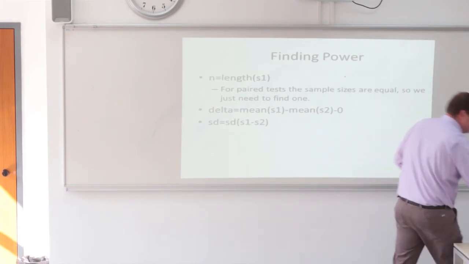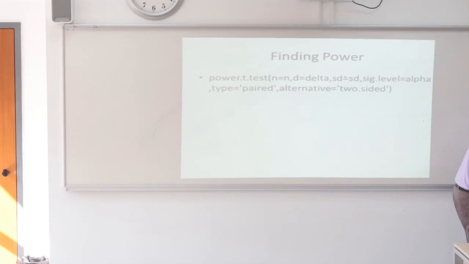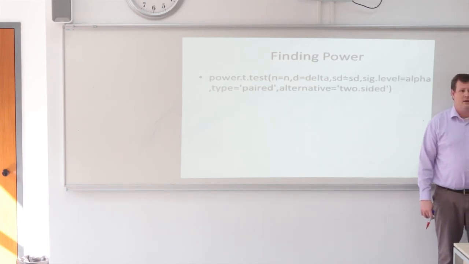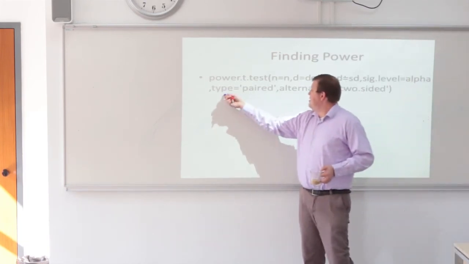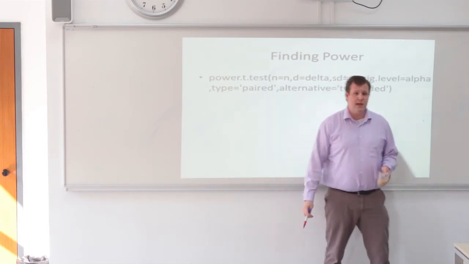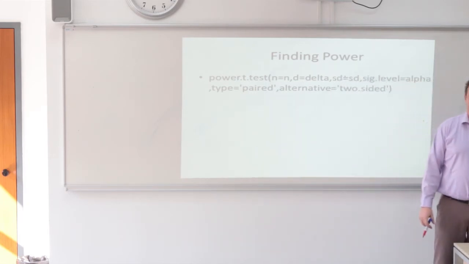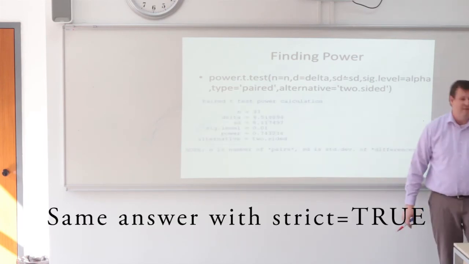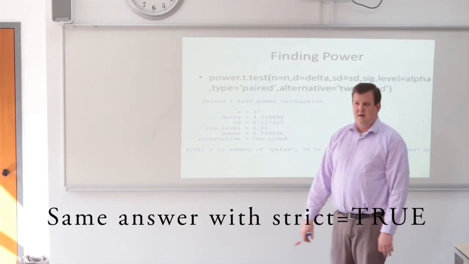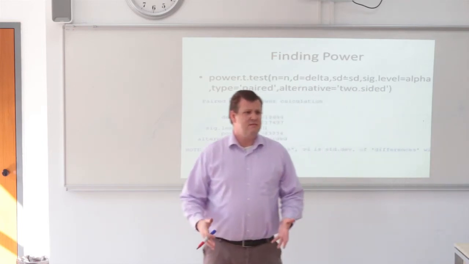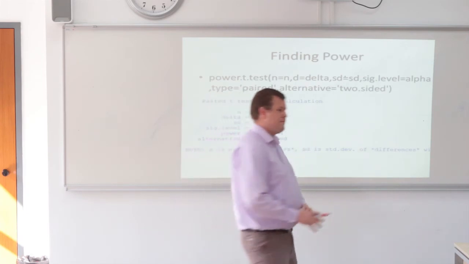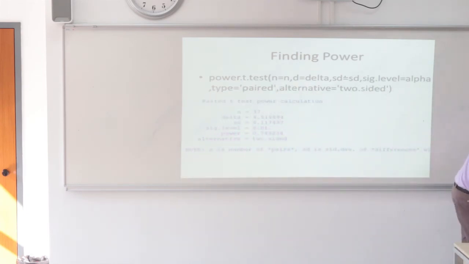All right, Ruben, go ahead and find the power. What's the difference here? Type now is paired instead of 2 sample or 1 sample. Power is 0.74. Yes. Does this make sense? We rejected the null hypothesis. It should be big, right? Should be bigger than 0.05.